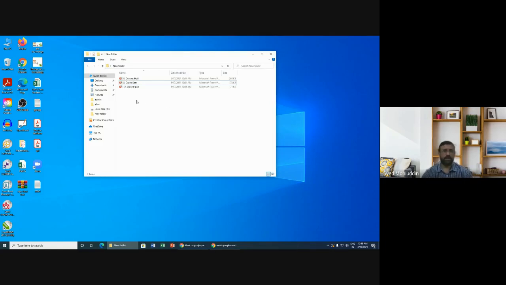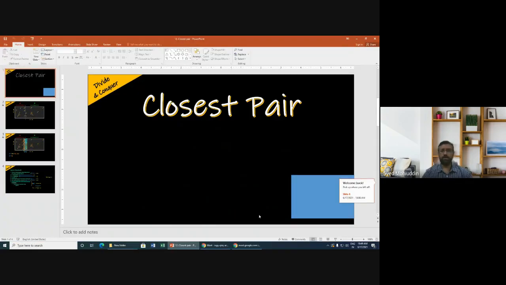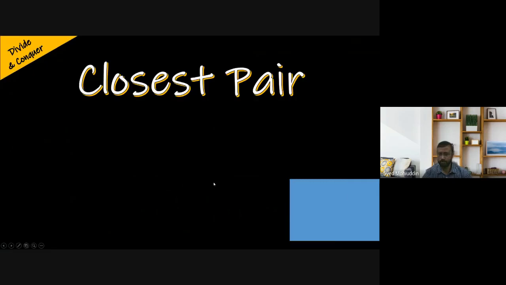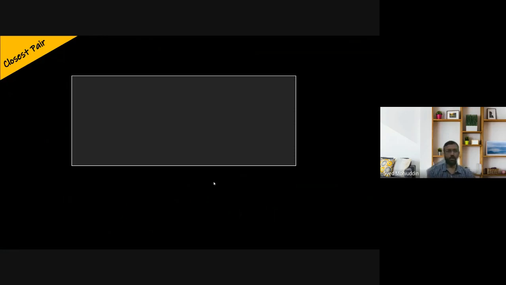Now let us look at another problem. This is a geometric problem known as closest pair. Till now we were seeing the sorting problem or the searching problem, but this is a geometric problem known as closest pair. Now this comes in the category of brute force. So we will look at what is the problem with brute force and how we can rectify it using divide and conquer.